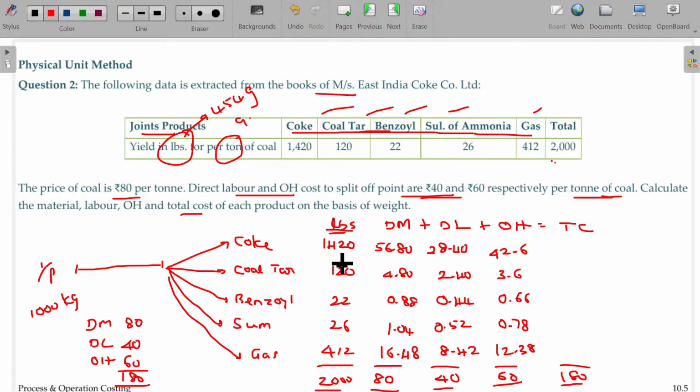Or 180 into 1420 divided by 2000. This value is 127.80, 10.80, 1.98, 2.34, 37.08. That's all. So it requires no explanation. You can easily solve this illustration up to now.